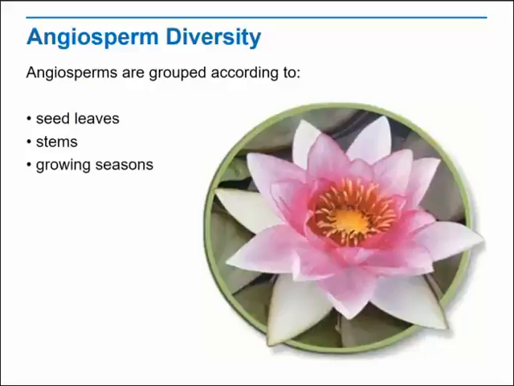Angiosperms are often grouped according to the number of their seed leaves, the strength and composition of their stems, and the number of growing seasons they live. These categories can overlap. An iris, for example, is a non-woody plant. It has a single seed leaf, and it may live for many years.